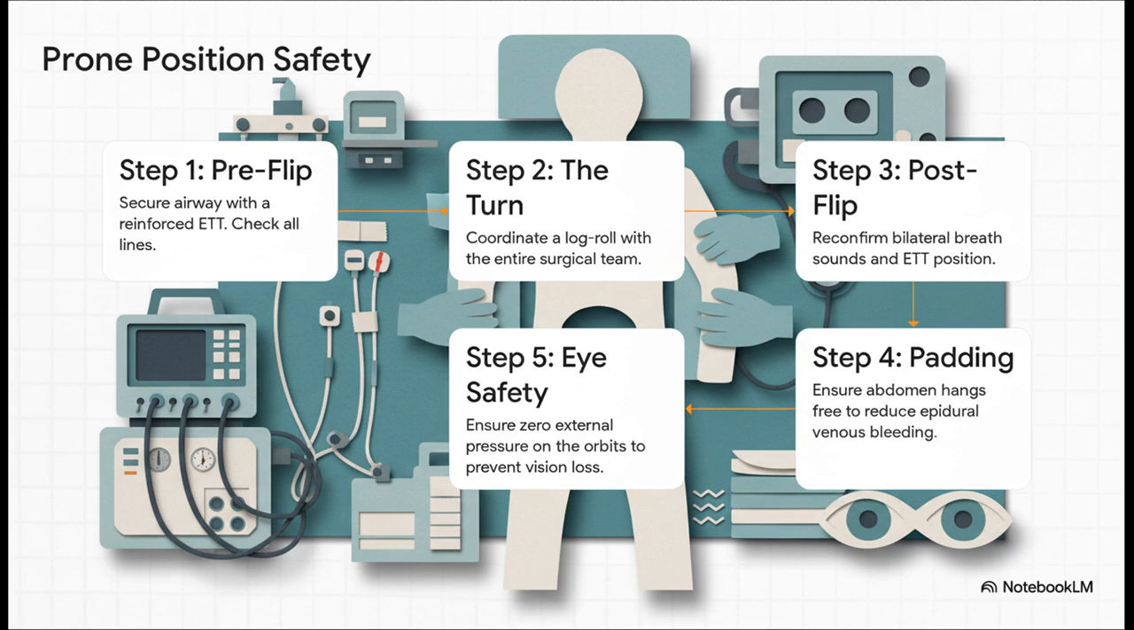Immediately after you've turned, you must reconfirm breath sounds and tube position. Then comes the padding. Every single pressure point needs protection. Crucially, the abdomen must hang completely free of any pressure. This lowers intra-abdominal pressure, which in turn reduces pressure in the epidural veins and significantly decreases surgical bleeding. And finally, the eyes. You must ensure there is absolutely zero external pressure on the globes to prevent the devastating complication of postoperative vision loss from ischemic optic neuropathy.